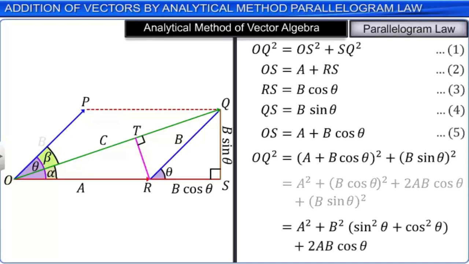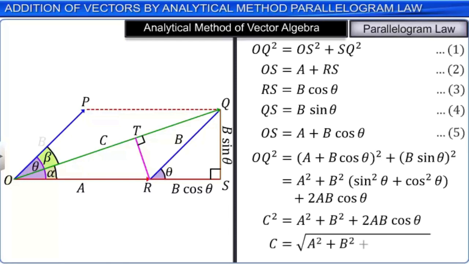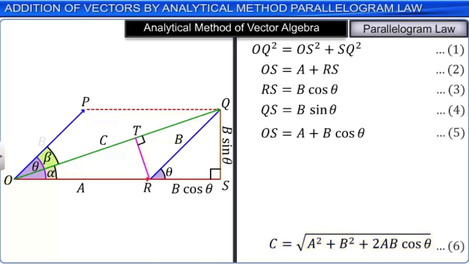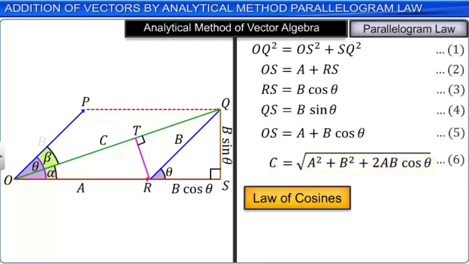Then 2AB cos theta. As the cos square plus sin square goes off as 1, we have A square plus B square plus 2AB cos theta. When you look at this, the final equation that we have over here is called the law of cosine, in terms of cos theta, giving the resultant vector C vector. That is equation 6, which we are naming the law of cosine, right?